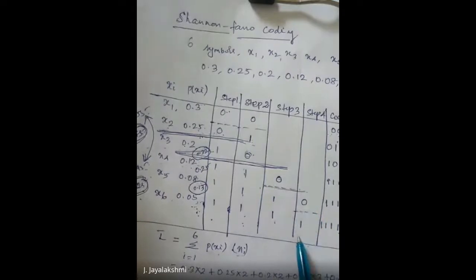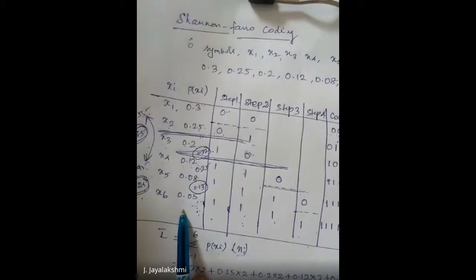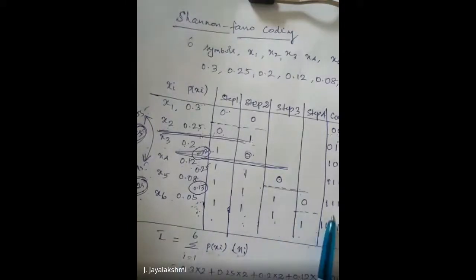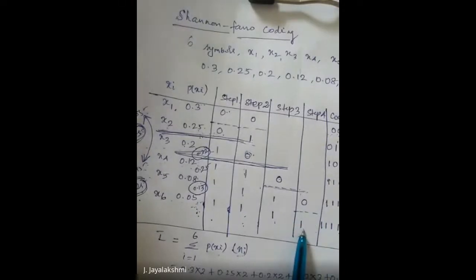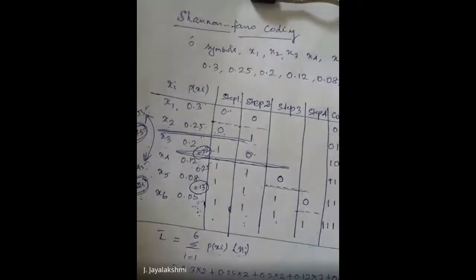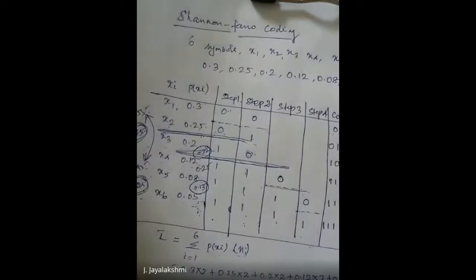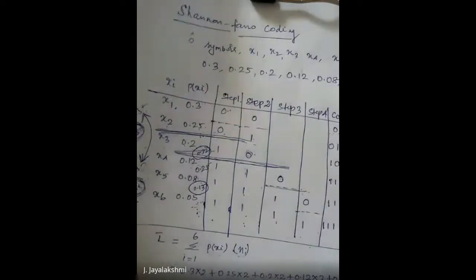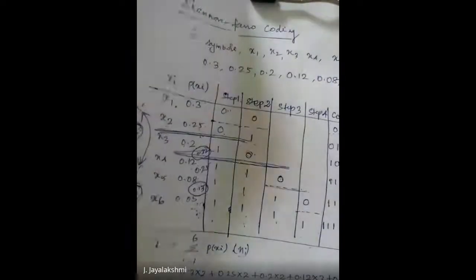So only the last two probabilities X5 and X6 symbols are available. Just you split that into two and assign 0 for the above one and 1 for the below. Is it clear now? Hope you understood what is partitioning, how to partition the probabilities based upon the equiprobable value.